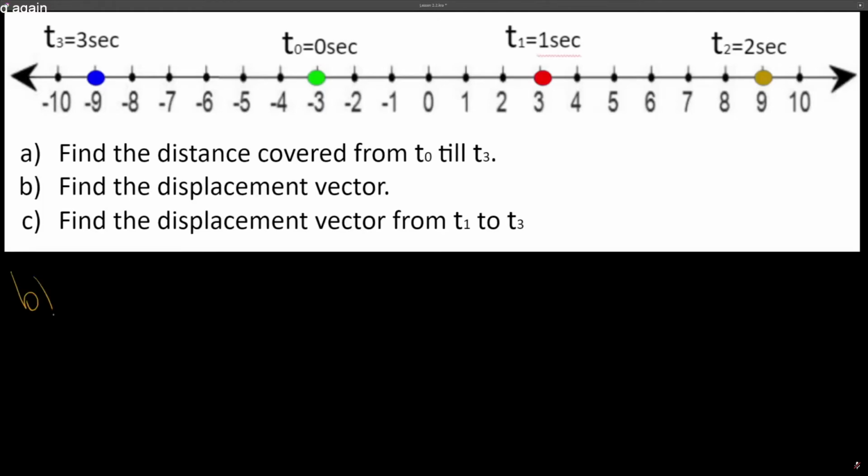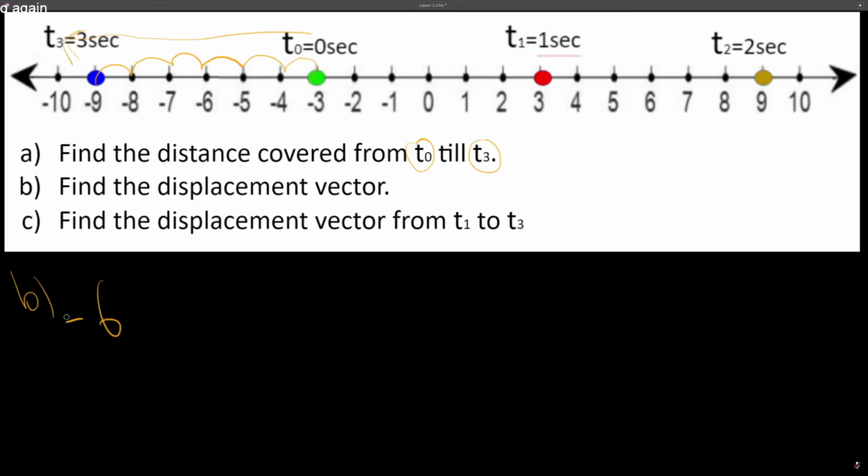Now, the next part of this question is asking for the displacement vector from t0 to t3. As we stated before, if it was a distance, we go through the whole path, but if it's a displacement, we simply go from t0 to t3, ignoring the entire path. And of course, since it's displacement, we should mention the direction. So simply, we count how many units it's away. So it's 6 here. Now, what's the direction? We look at the direction it's going, and it's going to the left.